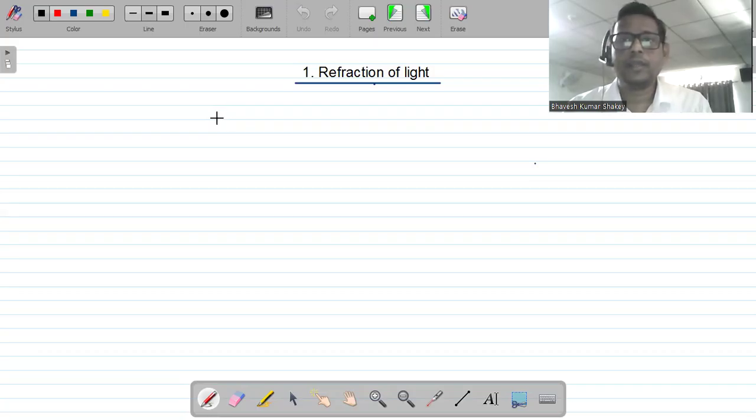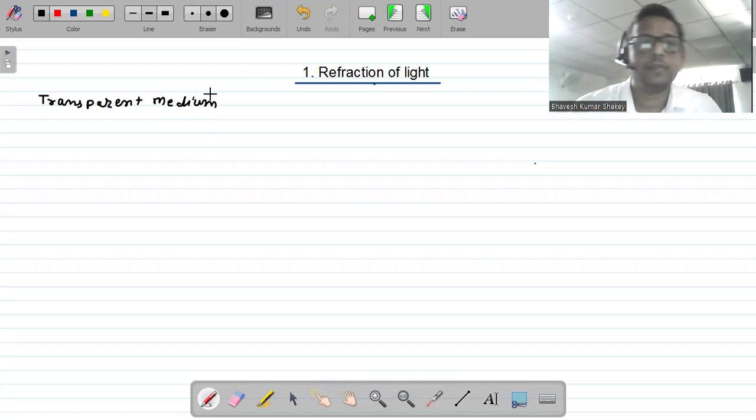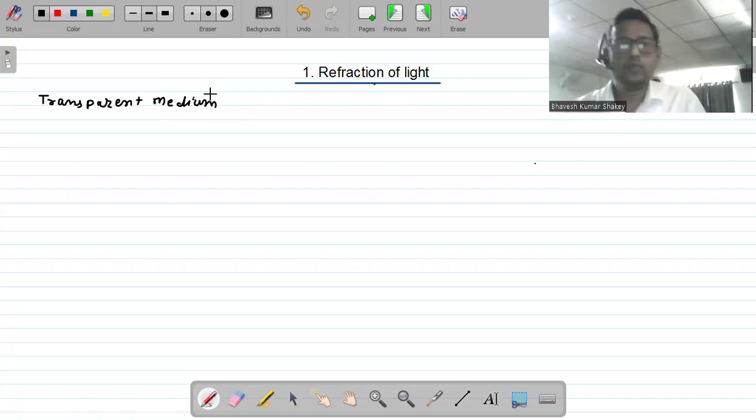Now here I am taking only transparent medium, because that transparent medium will help to understand the phenomena of refraction of light. So let's see here, transparent medium. This transparent medium, here in this chapter, we can classify into two parts.